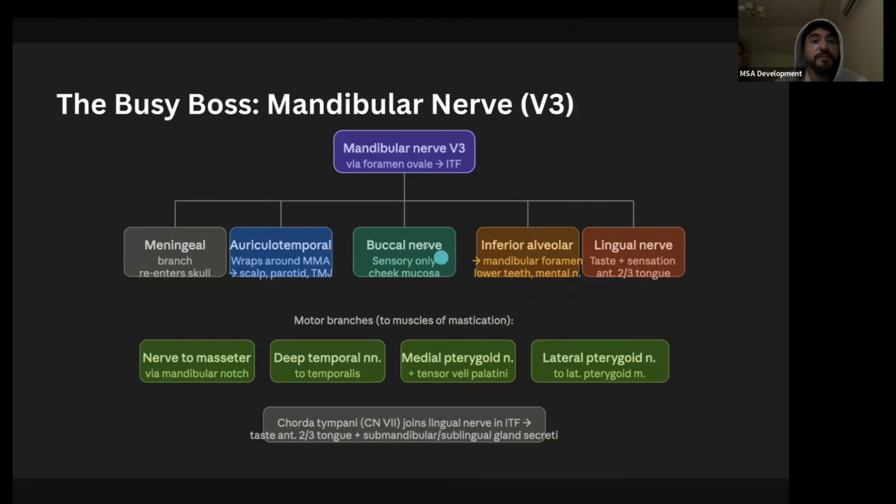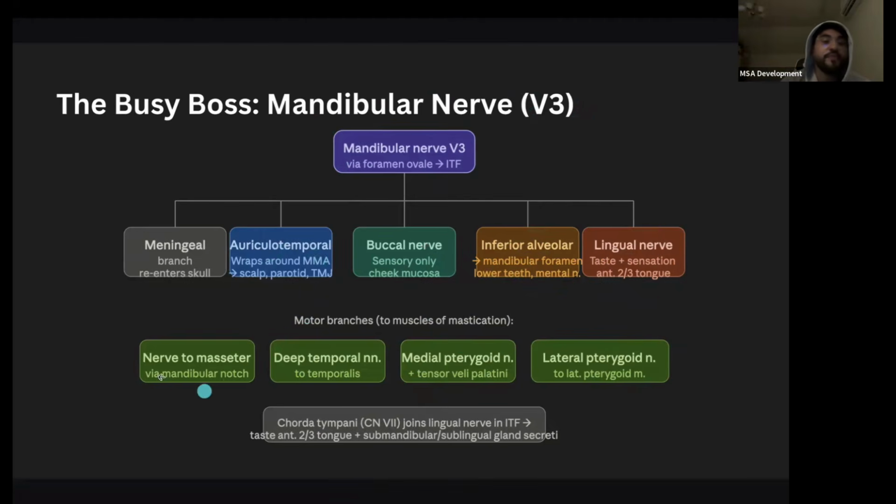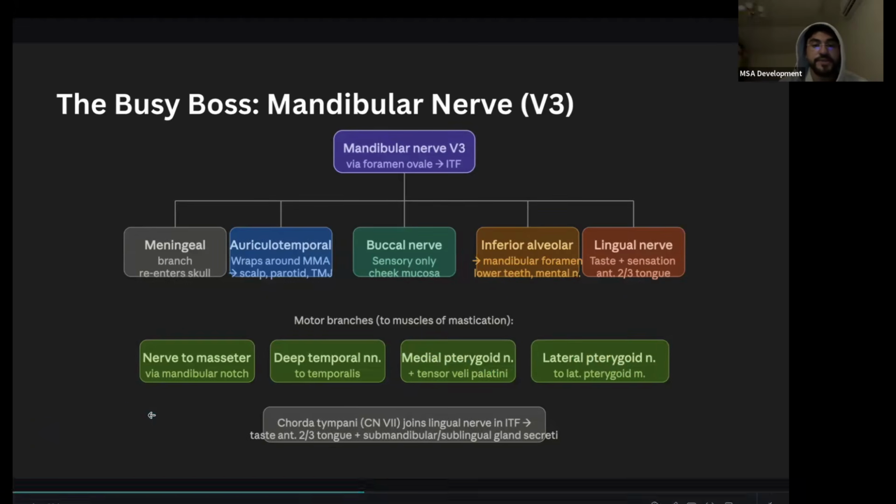And something about the mandibular nerve, it's probably the only part of the trigeminal that supplies both sensory and motor, because the lingual nerve is going to have also the taste and sensation to the anterior two-thirds of the tongue. The motor branches are the muscles of mastication. So it's going to provide nerves to the masseter, deep temporal nerve, medial pterygoid nerve, and lateral pterygoid nerve. Okay. Yeah, that's pretty much it.